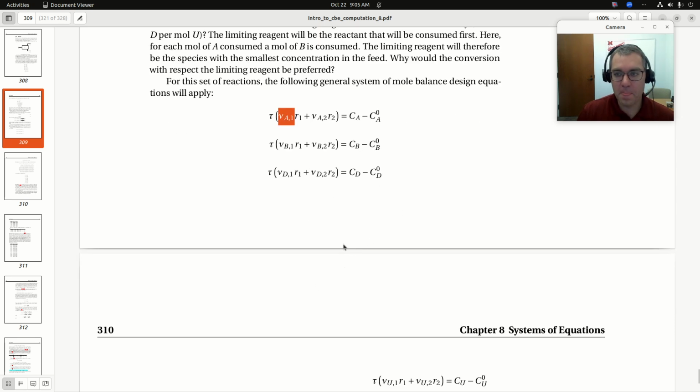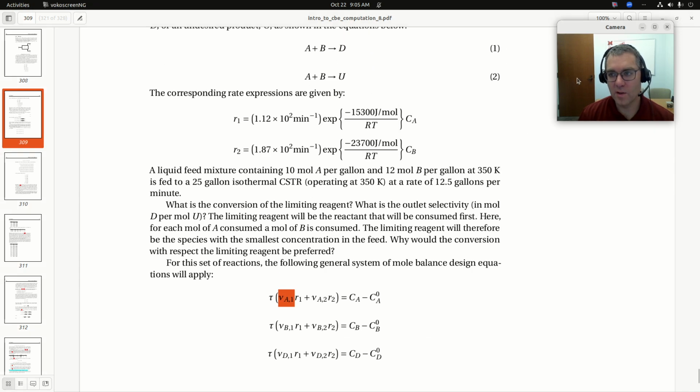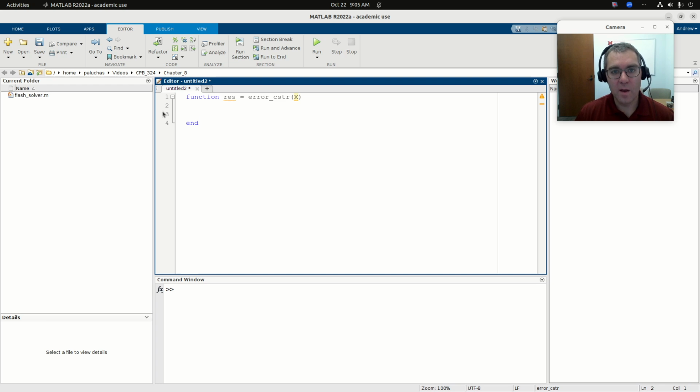I'm going to jump over to MATLAB, and I'm going to solve this using fsolve. If I'm solving this using fsolve, like our last one, I'm going to create a new script. The first thing I need to do is write an error function. So I'm going to write res equals, and call this error, maybe CSTR. It's going to have an input of x. The key when I write an error function for use with fsolve, just like with fzero, is that MATLAB's looking for a function with a single input and a single output. Here I just called my input x.